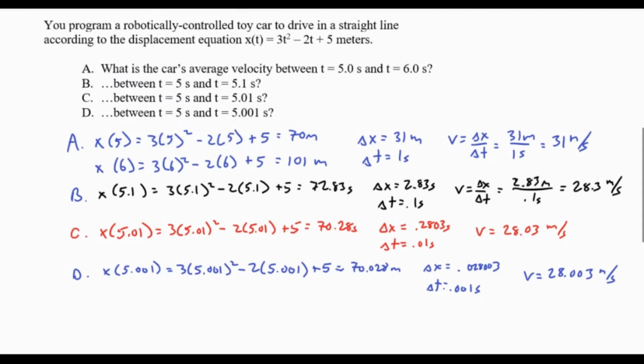Now it's impossible using algebra to get a time interval of 0. For that you need calculus. So this is again calculus light. By using a smaller and smaller time interval, we get farther from a broad average velocity and closer to the instantaneous velocity at 5 seconds, which by the way happens to be 28 meters per second exactly.